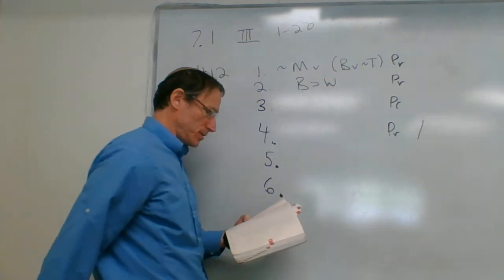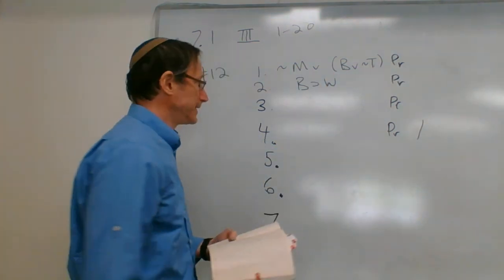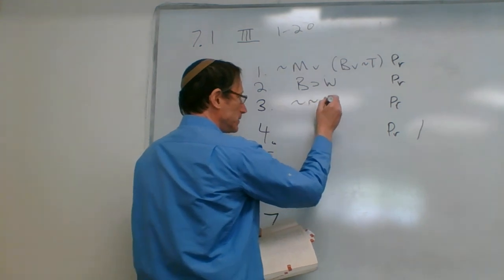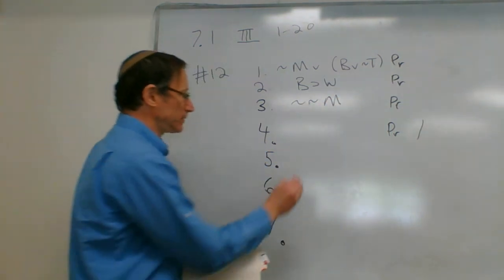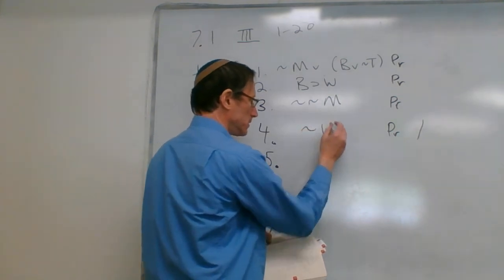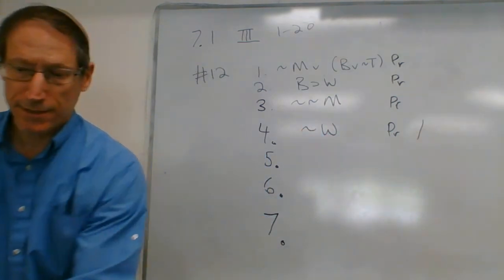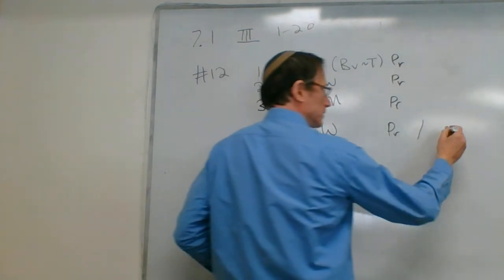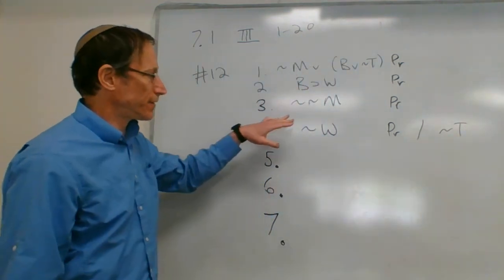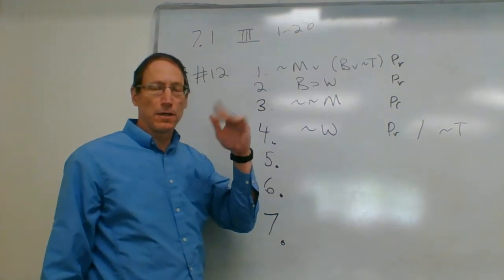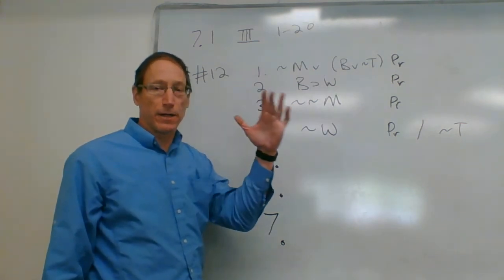B horseshoe W, not M, not W, therefore not T. Now, later on, we're going to learn that there's a rule, which we're going to learn about later on.